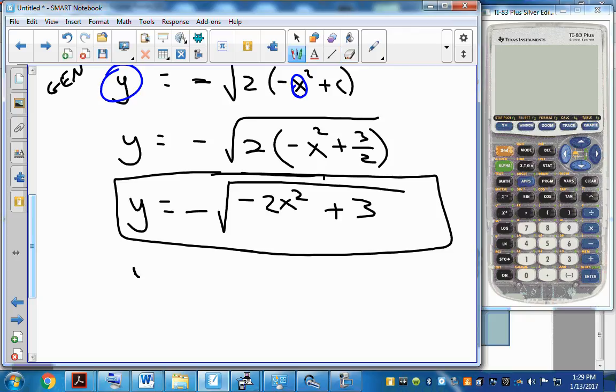What is y of 1? Well, you'd put 1 right here. Does that work? Yeah, y of 1 is -1. Right, it's the square root of 1, which is 1. Okay, so that works. And let's find the derivative.